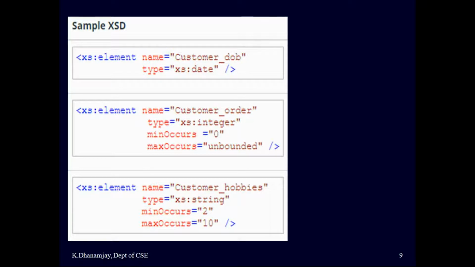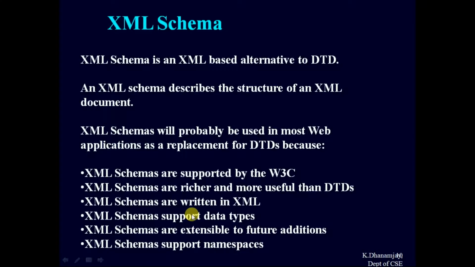XML XSD, how it looks like. So like xs colon element name equal to customer DB like xs data, and then here you can have a name, customer order, and type integer, min occurs 0 and unbounded and 10. So like that, just now we observed, right? Let's see in detail about XML schema.